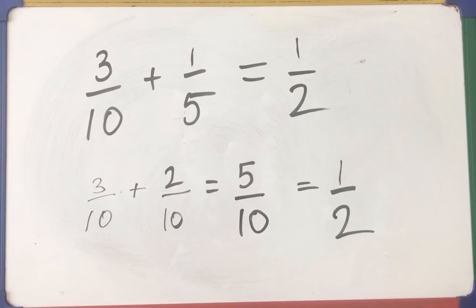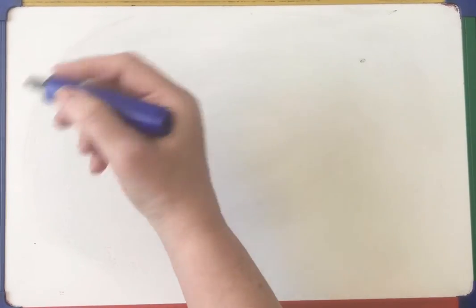I'll do one more, then we'll look at some subtraction, and then you can have a go. Really, they're just times tables in disguise. Here's one to have a go, have a think about.